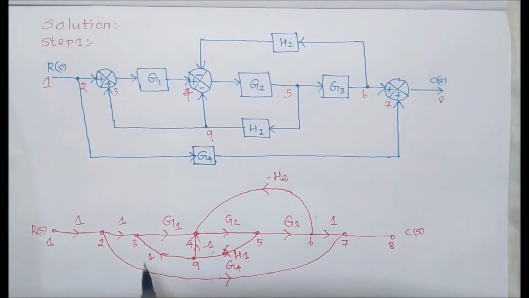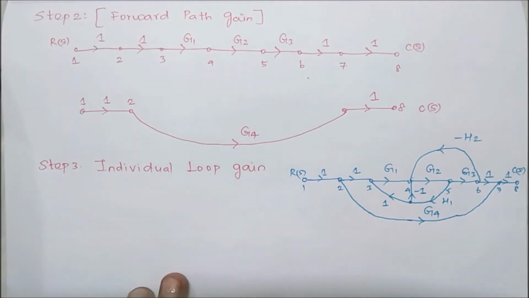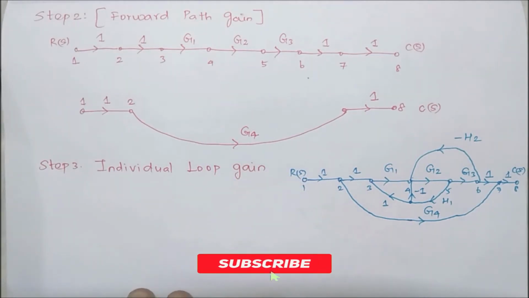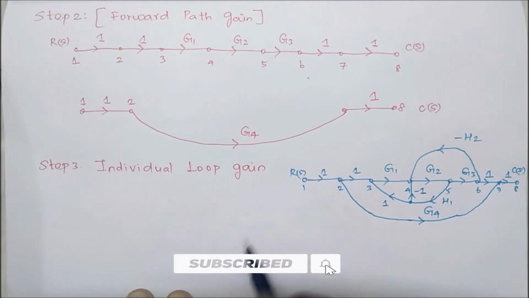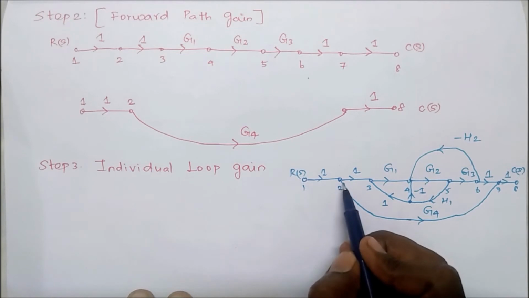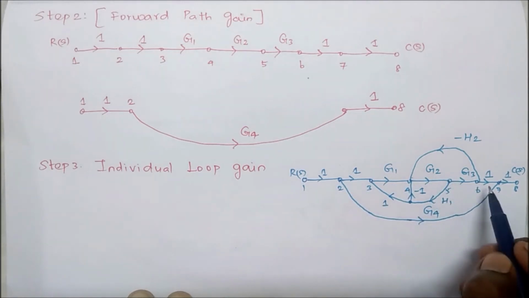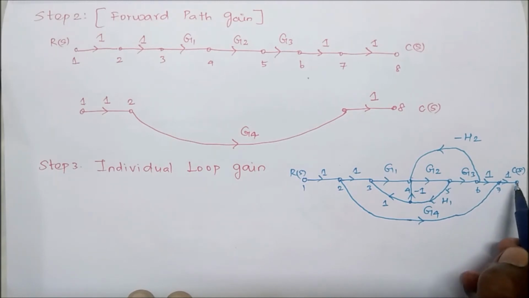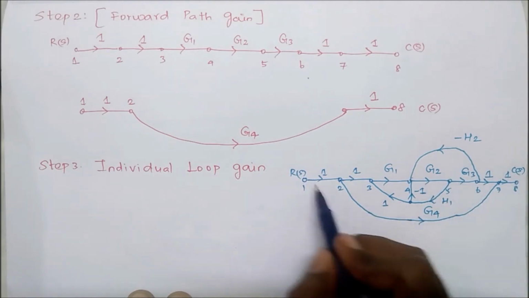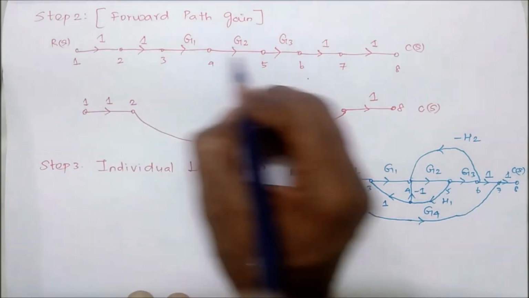Next we have to solve the signal flow graph and find the transfer function. According to the signal flow graph concept, first we have to find the forward paths and their gains. This is the given problem. It starts at 1 and moves to 2, 2 to 3, 3 to 4, 4 to 5, 5 to 6, 6 to 7, 7 to 8. From 1 to 8, it is moving from left to right. So we can consider this a forward path.